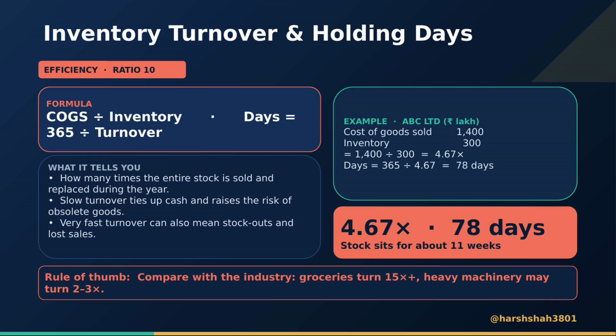Now think about the trade-off here. Slow turnover ties up cash and raises the risk of obsolete goods. But very fast turnover can also mean stockouts and lost sales. It's a balance. As a rule of thumb, always compare with the industry. Groceries might turn over 15 times or more, while heavy machinery may only turn 2 to 3 times a year.